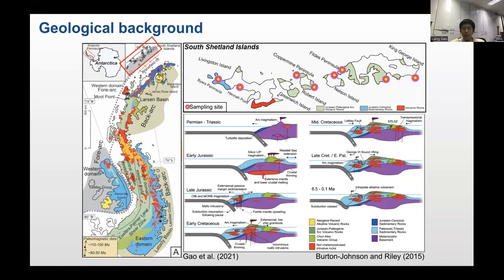Our study area is located at the northern tip of the Antarctic Peninsula. It is the South Shetland Islands. The Antarctic Peninsula is basically a typical subduction zone, including the fore arc, the arc magmatism, and the back arc. It has a metamorphic basement, covered with the Paleozoic and Cretaceous sediments, and then intruded and covered by the Cretaceous and Cenozoic volcanic rocks or intrusive rocks.